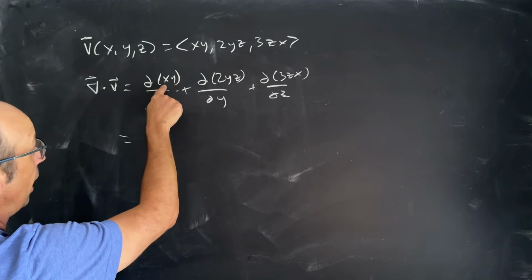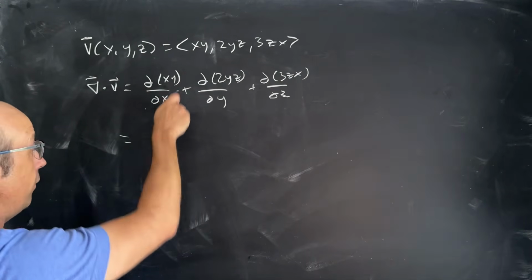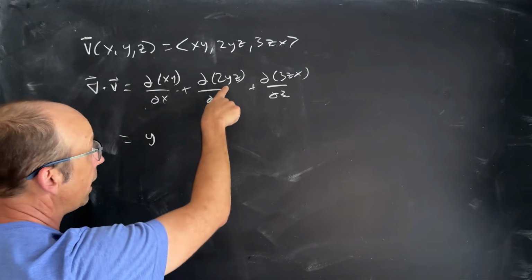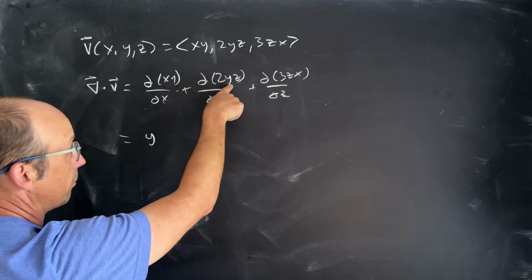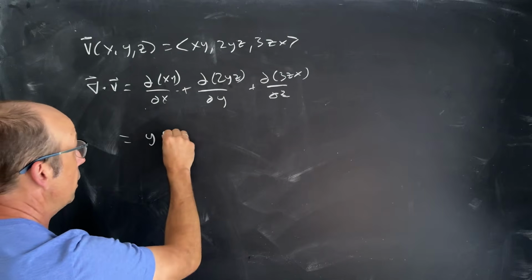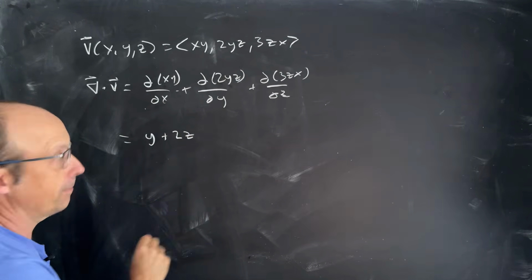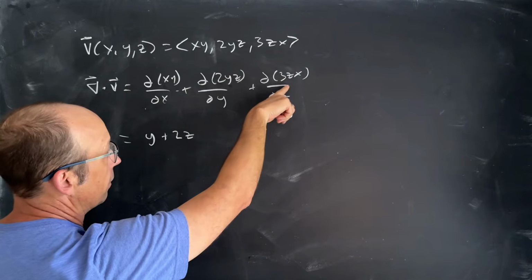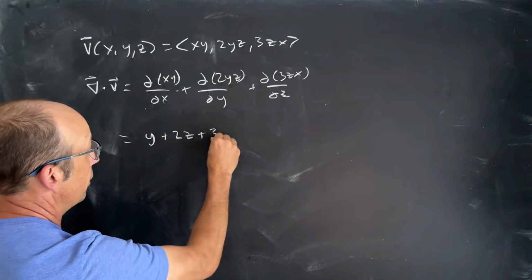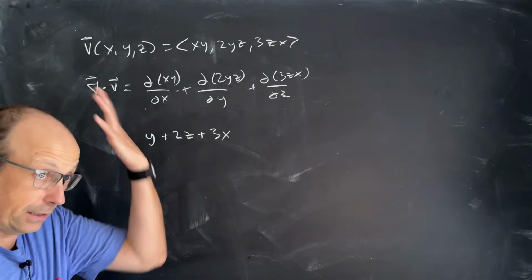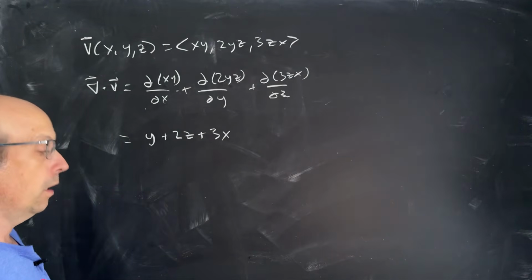So now I just have a constant times x. I take the derivative, and I just get y. Over here, I'm going to keep everything but the y constant. So I have 2z times the partial of y with respect to y, which is 1. So plus 2z. That's a 2 and a z. You see how that's different? And then here I have everything but the z is constant, so I get plus 3x. And that is my function. That's it. Not too hard.